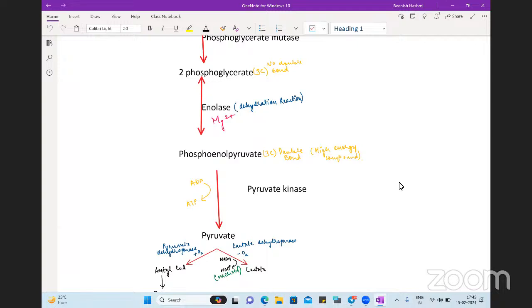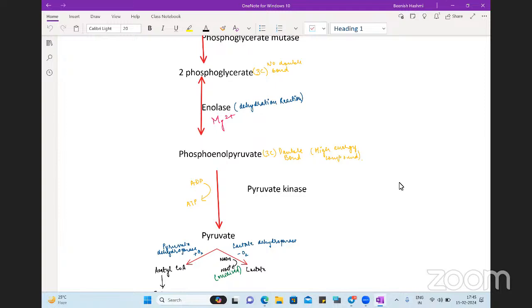Now moving on to the next step, 2-phosphoglycerate, which is a 3-carbon compound, changes into phosphoenol pyruvate. This is again a 3-carbon compound. But 2-phosphoglycerate does not have any double bond, whereas enol has a double bond. So it changes into a 3-carbon compound which has a double bond.